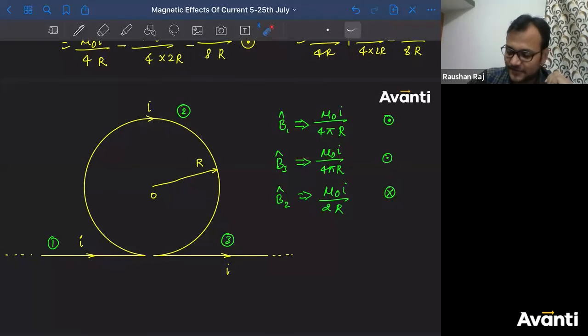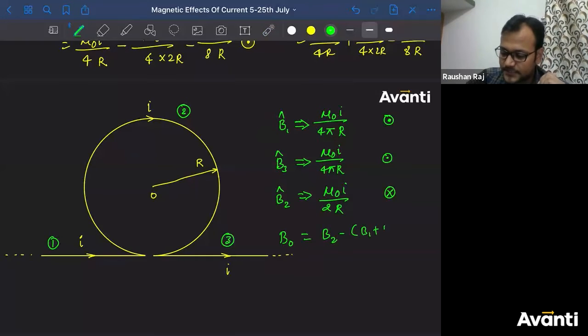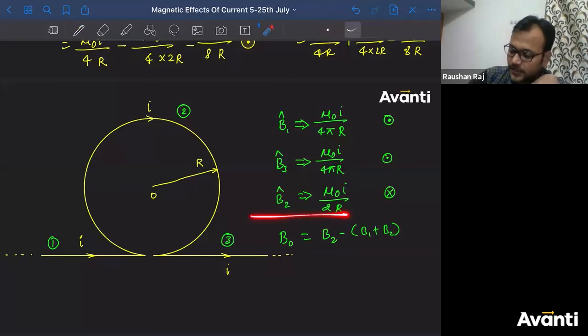So the summation of these two will be lesser than B2. So I'll say the magnetic field at O will be B2 minus B1 plus B2. What will be the direction? Direction of magnetic field will be along the stronger field. Stronger is B2, so into the plane.